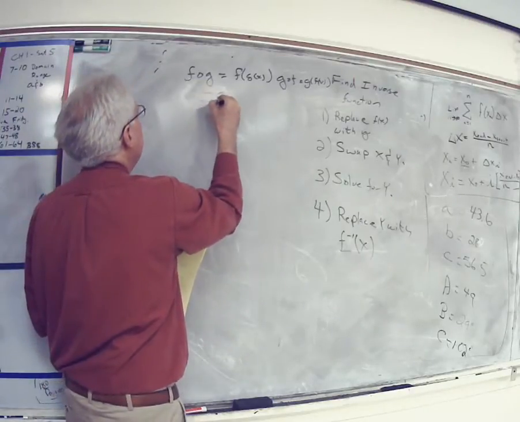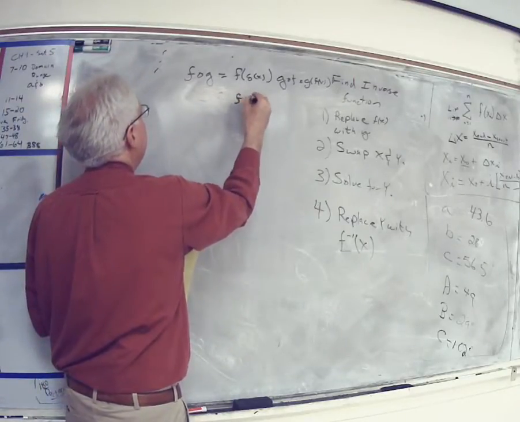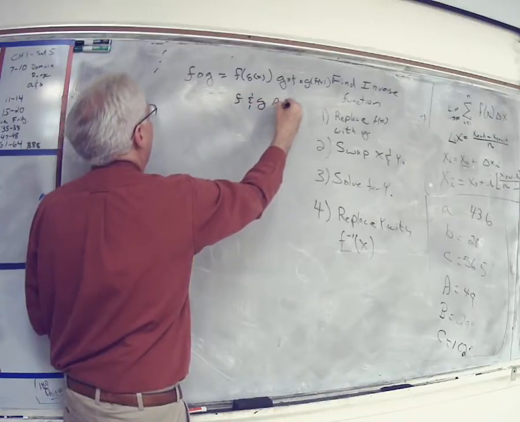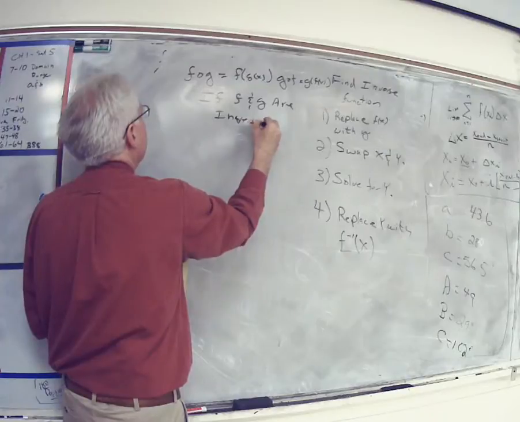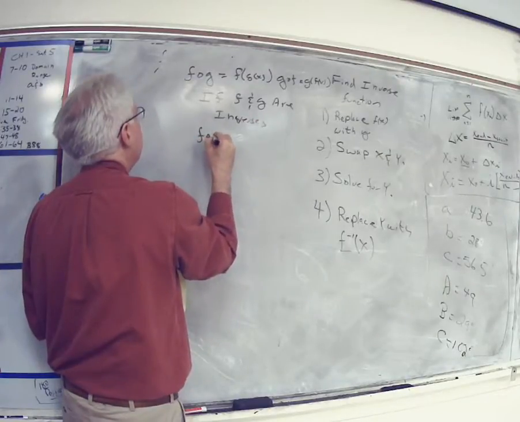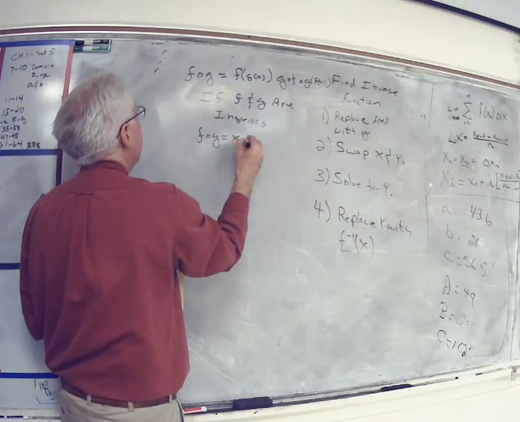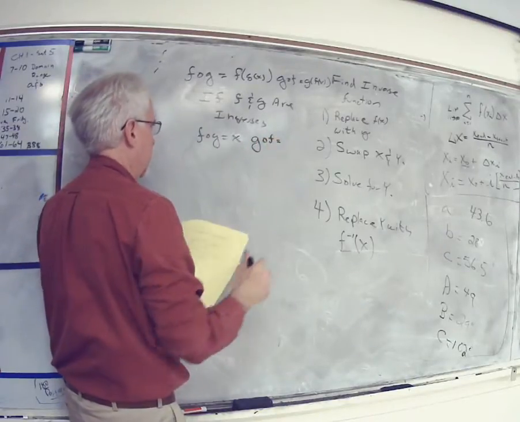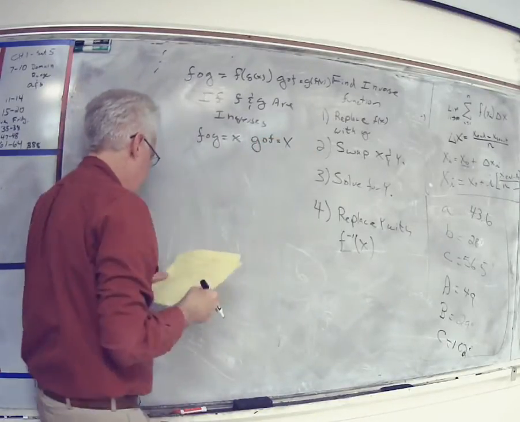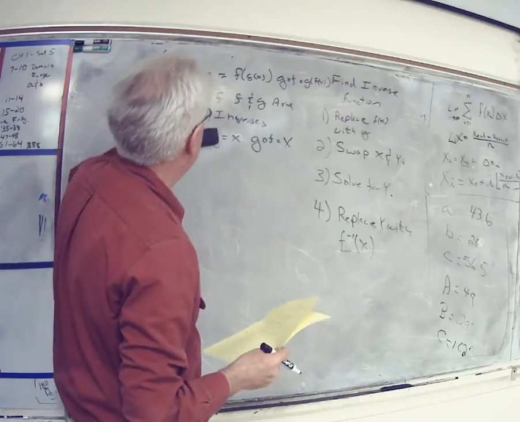Now this is an interesting fact. If f and g are inverses, then f composite g is equal to x, and g composite f is equal to x.